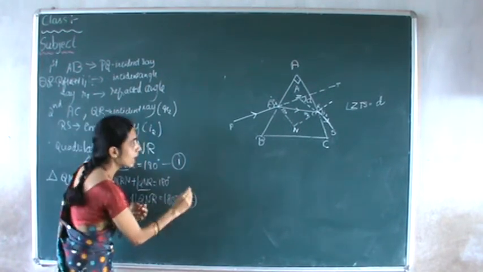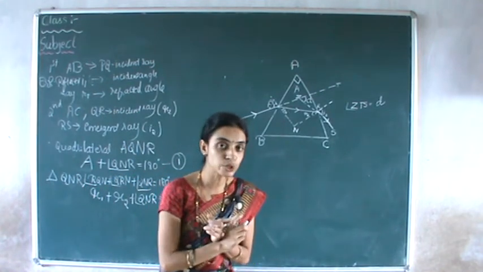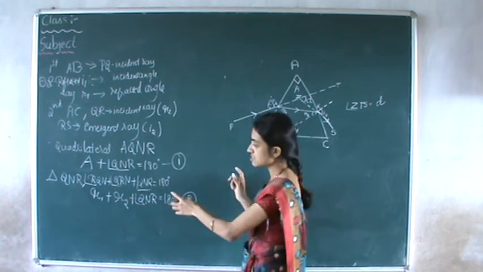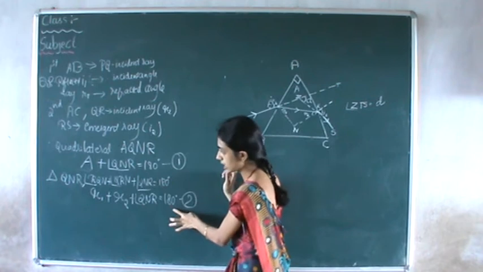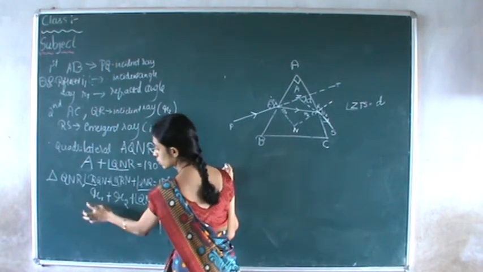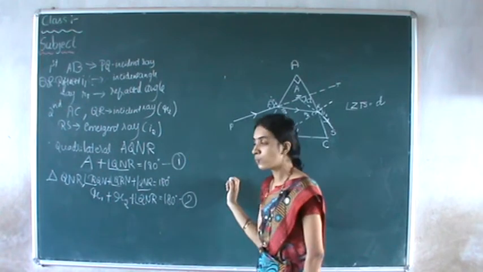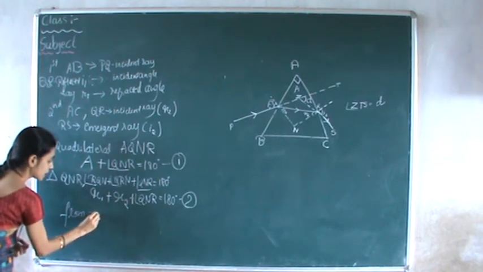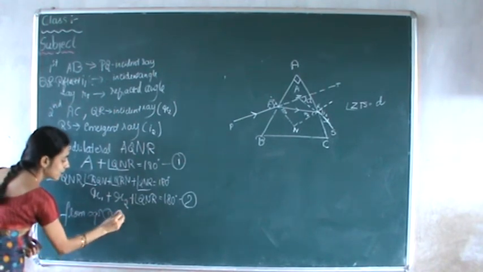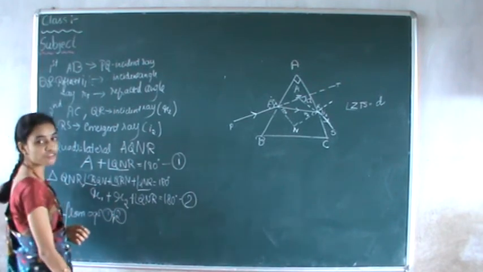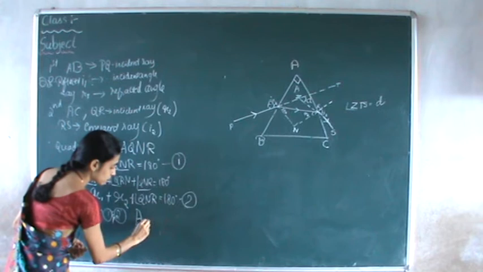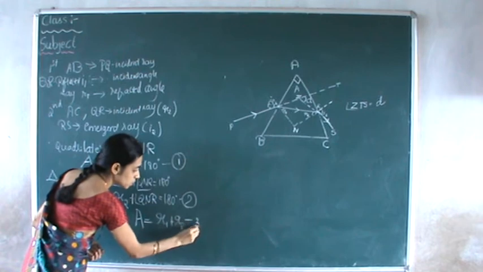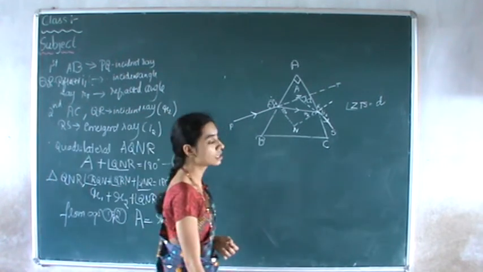Next, if we compare equations 1 and 2, the QNR and 180 degrees remaining, we can equate A equal to R1 plus R2. From equations 1 and 2, what do I get? The angle of the prism A is equal to R1 plus R2. Consider it as equation 3.